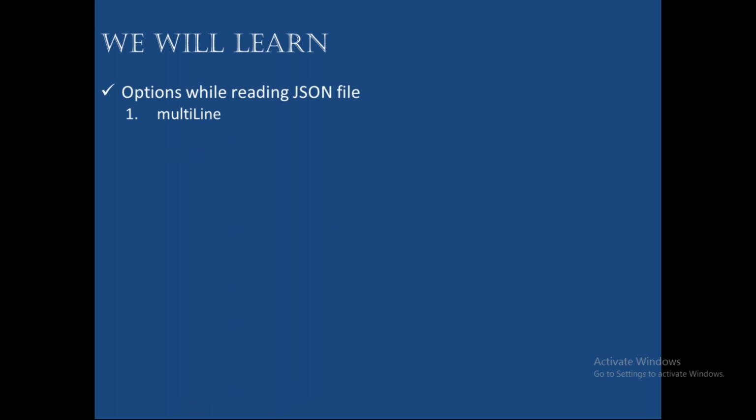The option while reading a JSON file: we have only one option, the multi-line option. You need to use this option when you are reading a multi-line JSON file. What is a multi-line JSON file, and what is a normal JSON file? I will show you the difference between a normal JSON file and a multi-line JSON file.